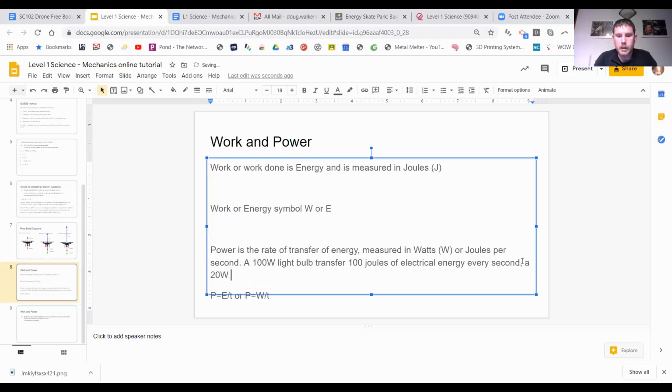A 20 watt light bulb will transfer 20 joules of energy every second.